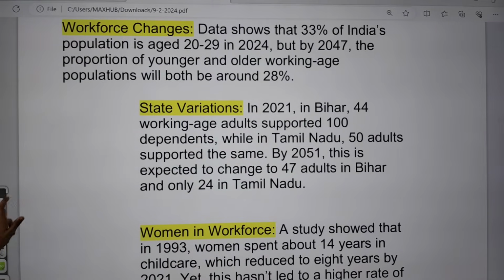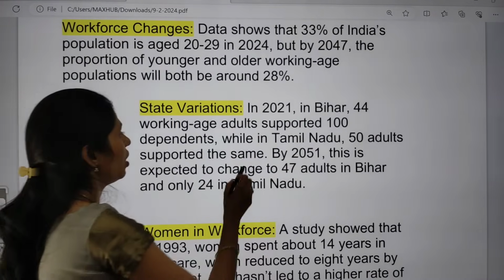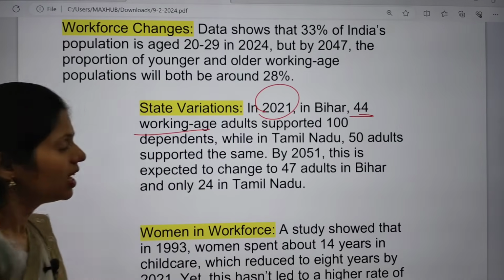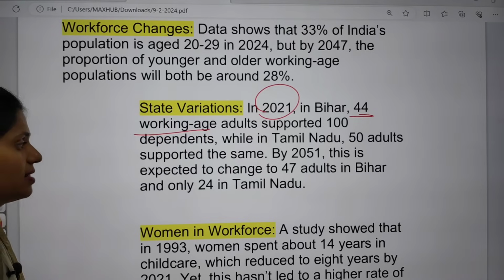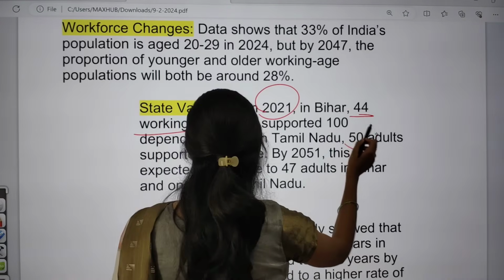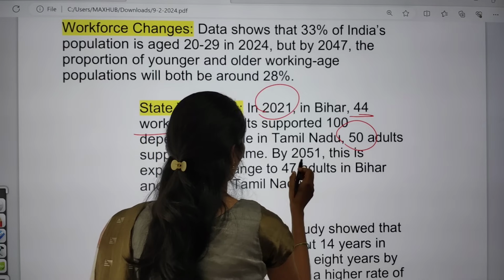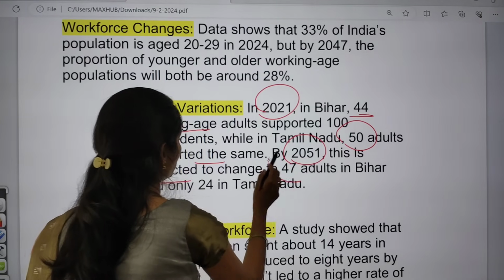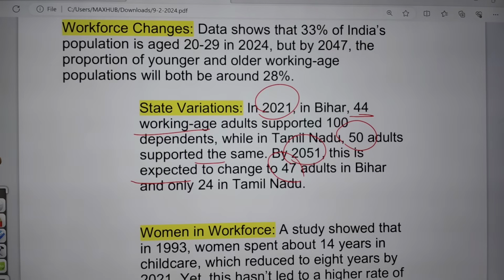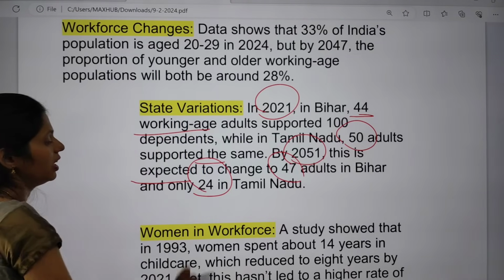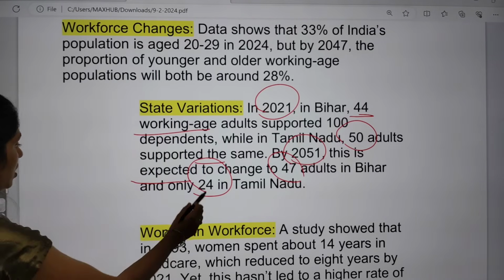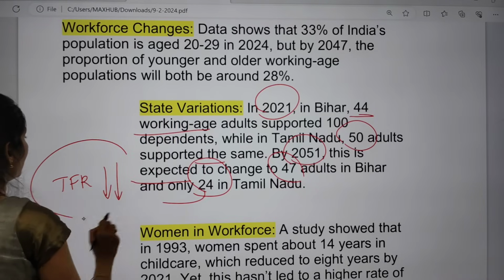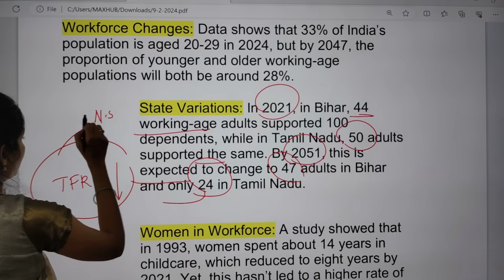And if you see the state-wise variations, in 2021 in Bihar we have 44 working age adults who supported 100 dependents. In Tamil Nadu there are 50 adults supporting the same. And by 2051 this number is to change to 47 in Bihar and 28 in Tamil Nadu, because the TFR in southern states is less compared to that of northern states.